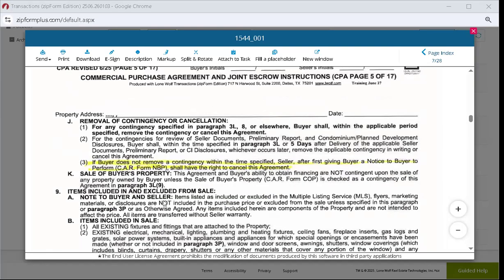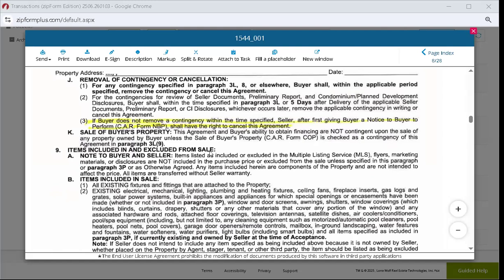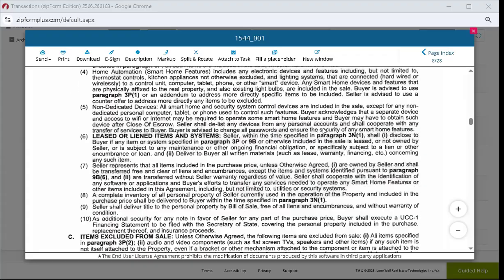So cancellation, I want to really go over this. If the buyer does not remove a contingency within the time specified, the seller needs to issue a notice to perform. You can't just cancel. You can't cancel escrow. You have to step through this process. So if the buyer does not remove those contingencies, the seller, after first giving a buyer notice to perform, would then have the right to cancel the agreement. But you can't jump and try to cancel. Just step yourself and go in line. All the forms are lined out for us. Okay.